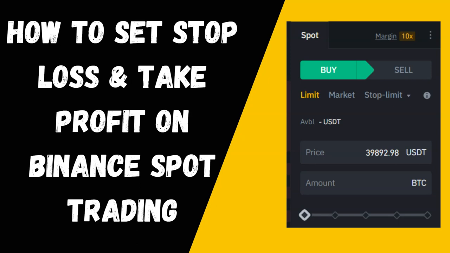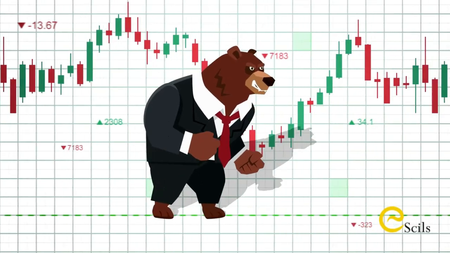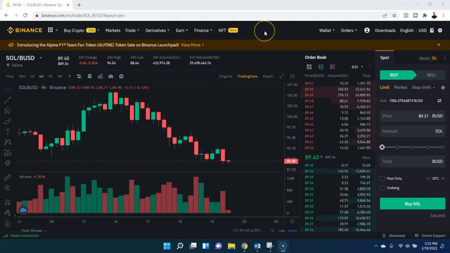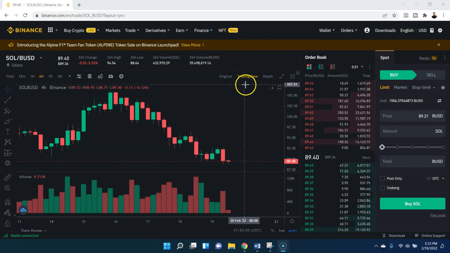In this tutorial, I will cover how to place a stop loss and take profit simultaneously on Binance Spot trading. Let's dive into the computer screen. We have to use the OCO option on Binance to set take profits and stop loss after purchasing any crypto asset. So let me show you where you can find this OCO option.